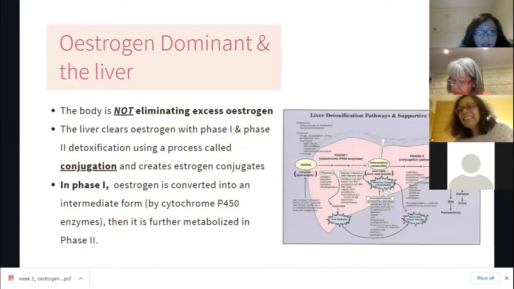So phase 1 is when it gets converted to an intermediate metabolite by the cytochrome enzymes. Phase 2 it undergoes a process called conjugation. So conjugation is when the estrogen now needs to bind to something. So it's a conjugate, right? It binds to something, and then now the body's ready to take it out through the bile system, the bile duct into the large intestine, and then out it goes. So if the conjugation process doesn't work properly, again, you're going to get toxicity, you're going to get these toxins.